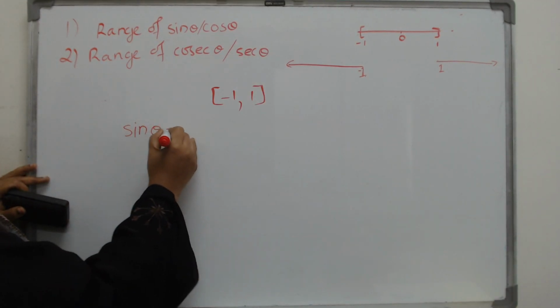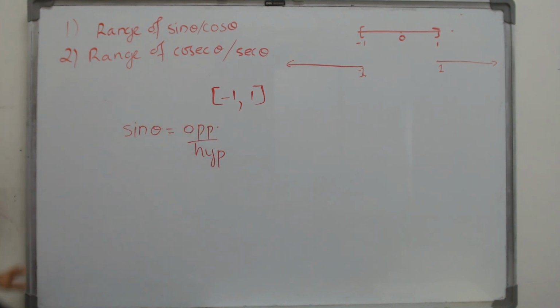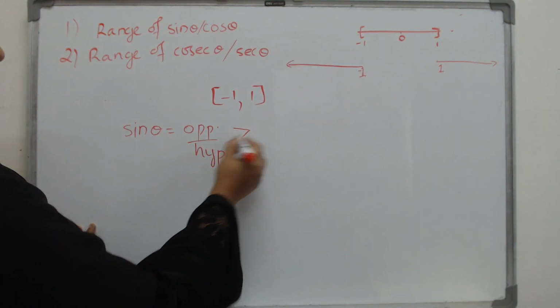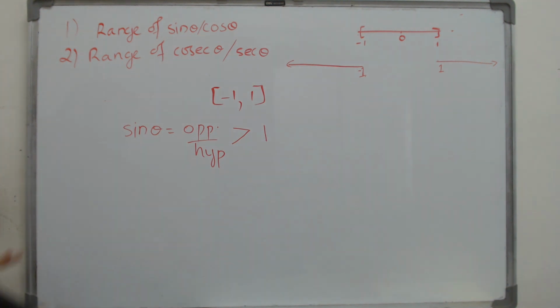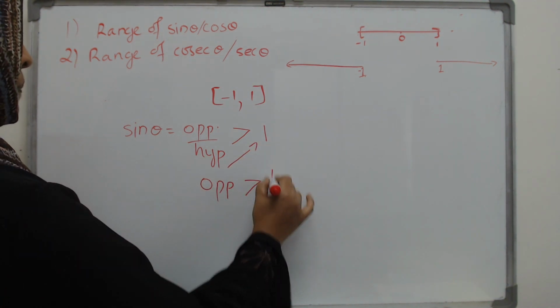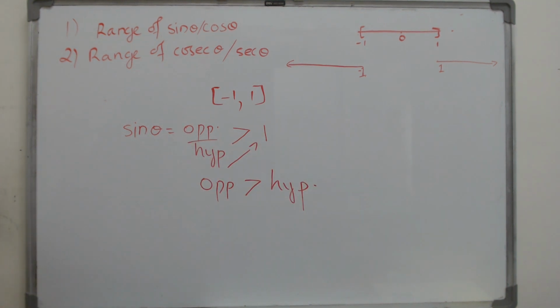What is your sine theta? Your sine theta is opposite side by hypotenuse. Suppose what I have written down is wrong. Suppose it can be more than 1. There. It is more than 1. That means what? By cross multiplication, your opposite side will be greater than your hypotenuse. Now that is a problem, right?